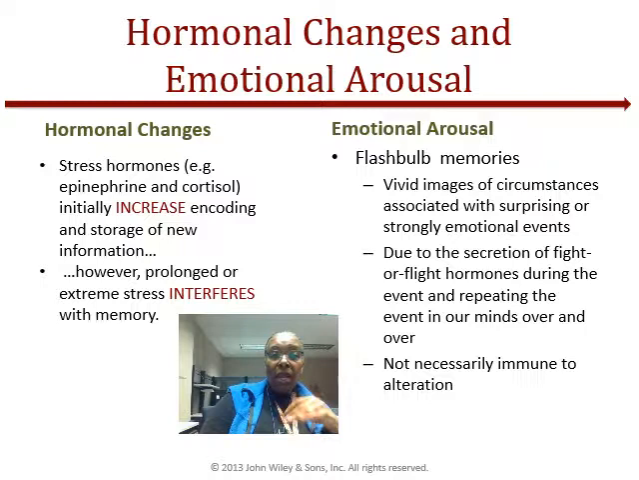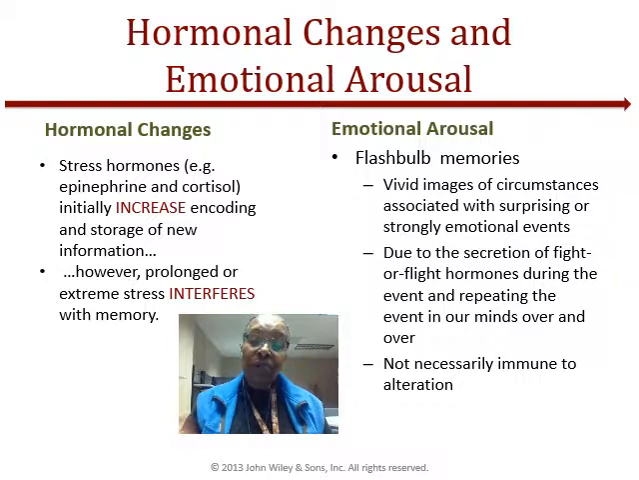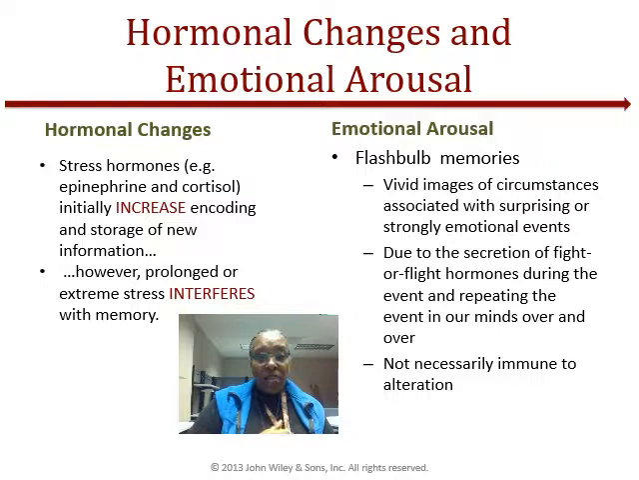Now, believe it or not, how much we recall and how much we forget also have to do with hormonal changes as well as our emotional arousal. Stress, as we mentioned and learned earlier, can involve the amount of cortisol and epinephrine that we receive. And remember, too much cortisol, the body doesn't do well. So those hormonal changes might increase storage for new information, but if it lasts too long, it'll start to interfere with our memory. So being stressed out can actually hold back you recalling different information.